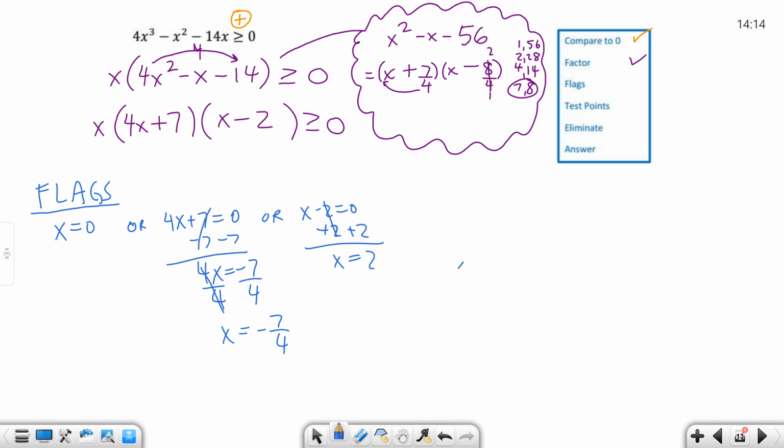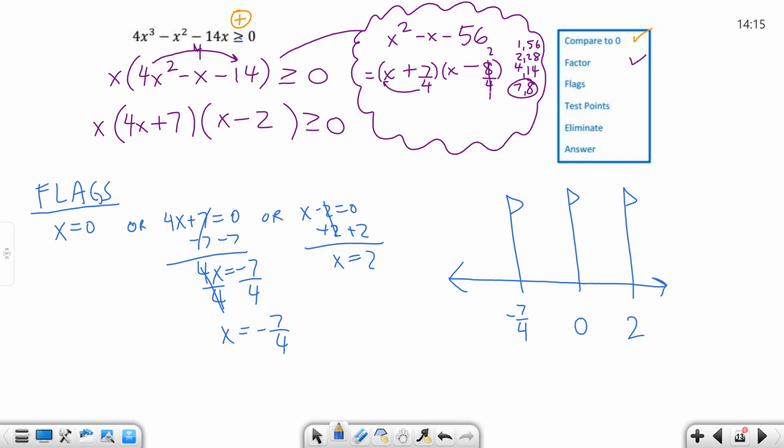Let's see, I'm going to come over here and got my number line. And this time I have 1, 2, 3 flags. Probably didn't give myself much room here, but 3 flags. What is my smallest flag? Well, the only negative number I have is negative 7/4. Then my next flag is 0, and my next flag is 2.